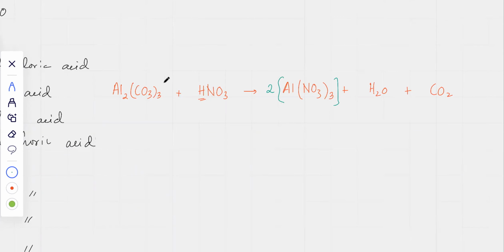Carbon. How many carbons do you have? 3. So you'll multiply this with 3. And then you have NO3. How many N's do you have? You have 6, right? So you multiply this by 6. So what's done? Al is done. N, carbon, the easiest one. H, start with H. 6H, so multiply by 3.